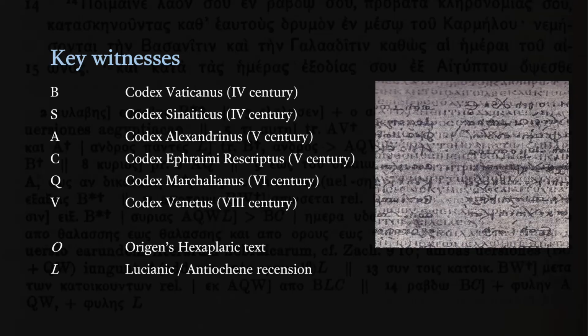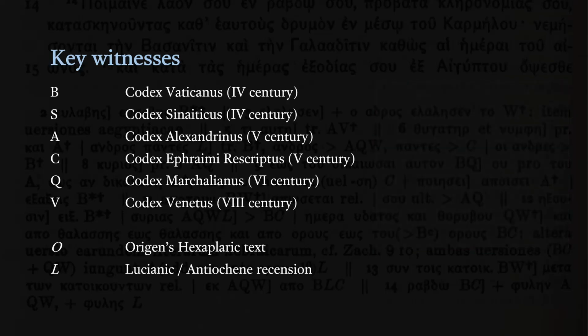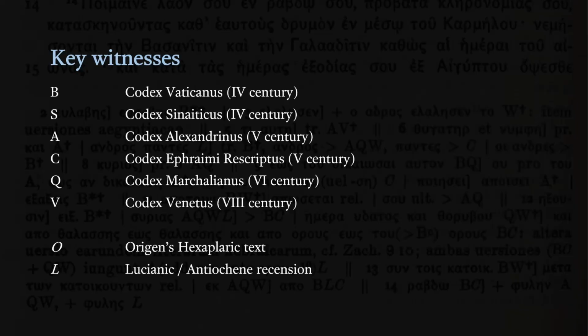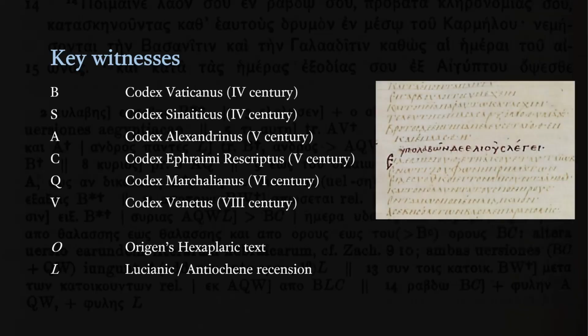Q has nothing to do with the synoptic problem, if you're used to that on the New Testament side. It is Codex Marchalianus, which is from the 6th century, and it's a very different paleography. We'll cover it down the road, but that's a glimpse of what it looks like. And then lastly, V, which is Codex Venetus Graecus. This is from about the 8th century, and that is a glimpse from Job of what it looks like. So these are the other 3 main ones that will show up at various points in the apparatus of Rahlfs-Hanhart.